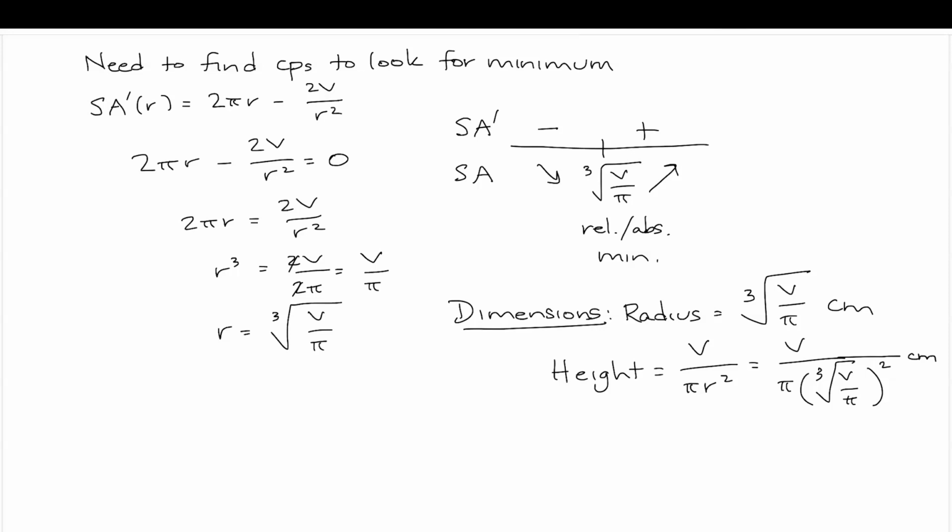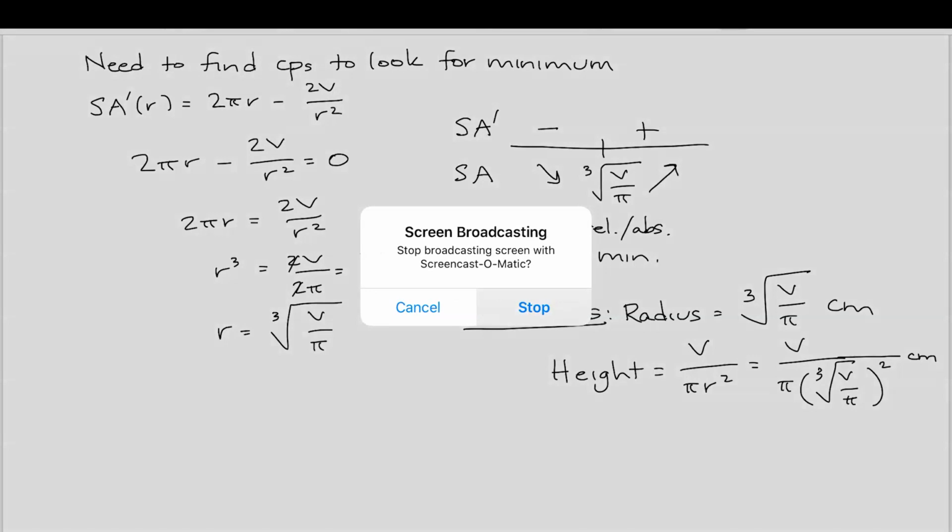So basically, I had solved earlier in my constraint for height with respect to radius. So now I'm going to take that radius of the cube root of volume over pi and square it, and volume over pi times that cube root squared will give me the height dimension.